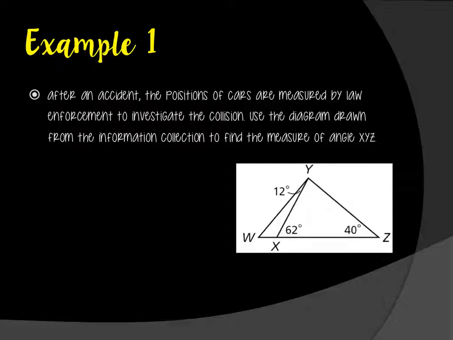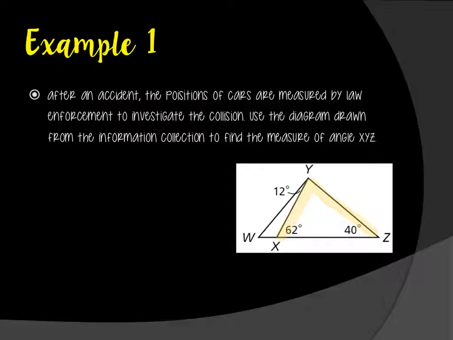So our first example: after an accident, the positions of cars are measured by law enforcement to investigate the collision. Use the diagram drawn from the information collection to find the measure of angle XYZ. So we're looking at angle XYZ now. So how do we find what this measure is? Add 60 to 40 and then subtract that.